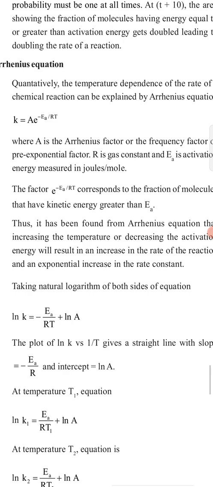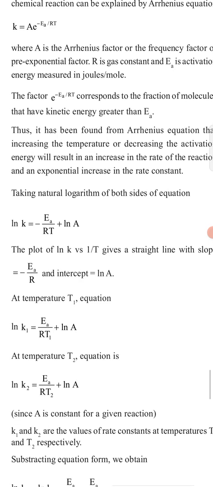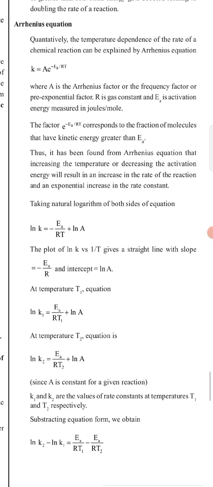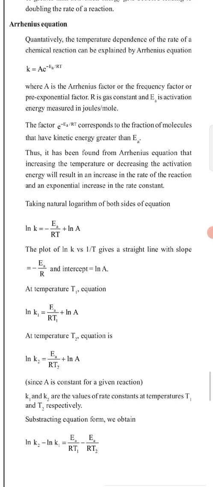If we convert it into ln, because the base of ln is e, then ln K equals ln A minus EA by RT. This is the equation we will get. If we plot ln K versus 1 by T, we can see y equals mx plus c. M is the slope, and here the slope is minus EA by R, as minus EA by RT is written. c is the intercept in the equation y equals mx plus c, so the intercept will be ln A.